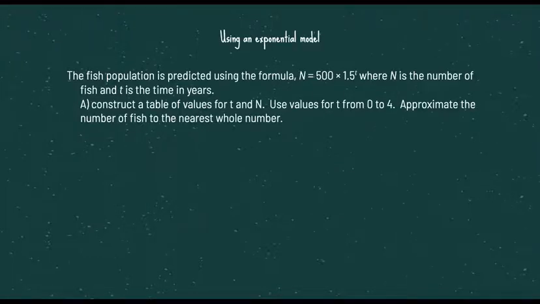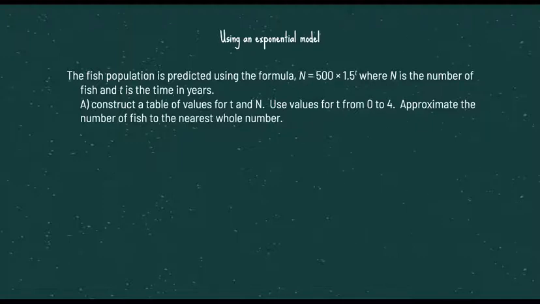The example here says that the fish population is predicted using the formula n equals 500 times 1.5 to the power of t, where n is the number of fish and t is the time in years. Part A says to construct a table of values for t and n, use values for t from 0 to 4, and approximate the number of fish to the nearest whole number.